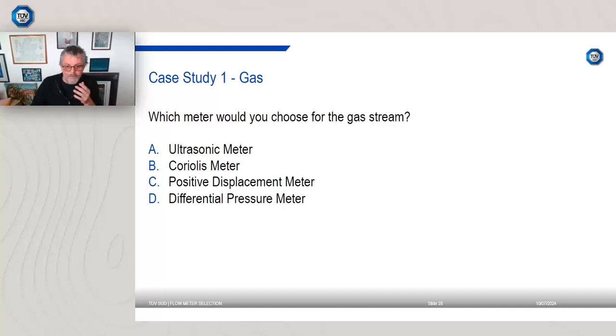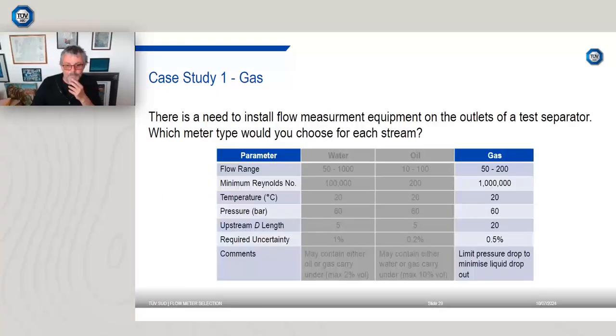For the gas, let's assume we have the same 4 meters. I'll quickly look at the criteria for the gas. High Reynolds number. Rangeability is 20 to 1. There's a larger rangeability required. As I say, there's no problem with that. That's what we call turbulent flow. We've got plenty of space to put one in, and a reasonably low uncertainty requirement, but we need to minimize pressure drop. That's part of the criteria dictated by the rest of the process.